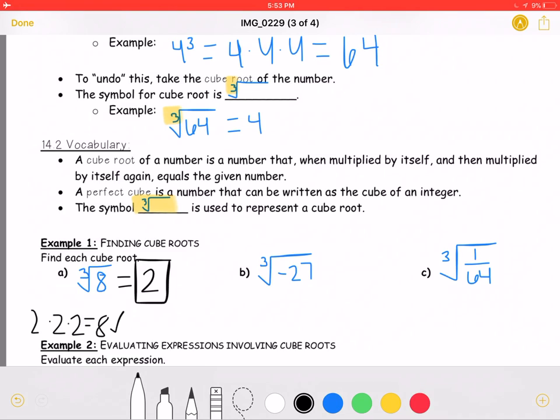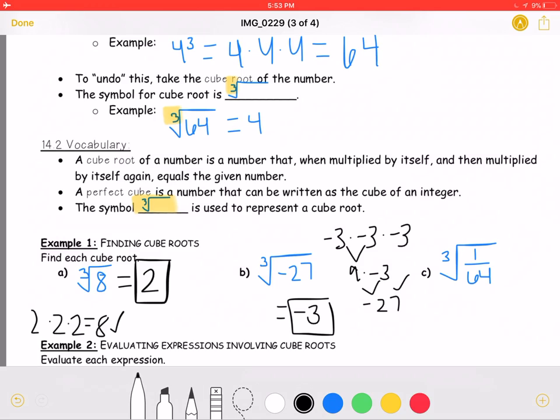What is the cube root of a negative 27? So you might be looking at your list and say, oh, well, the cube root of a positive 27 is 3. But now if I want it to be negative, then that number has to be negative. And you can check yourself. If I multiply a negative 3 together 3 times, this gives me positive 9, and then this gives me negative 27.